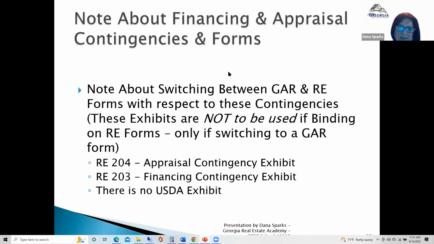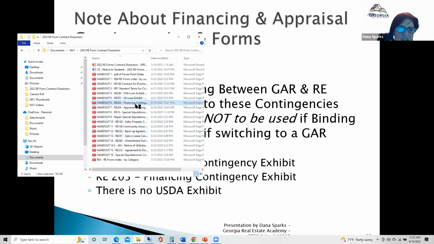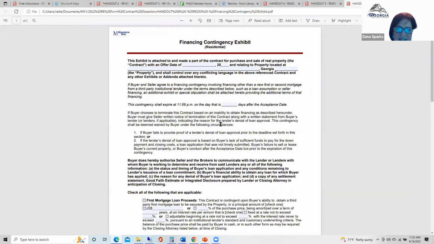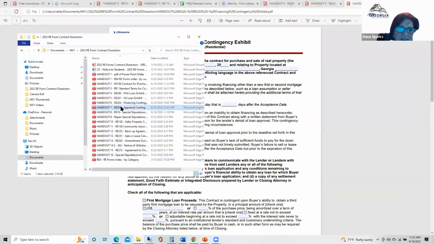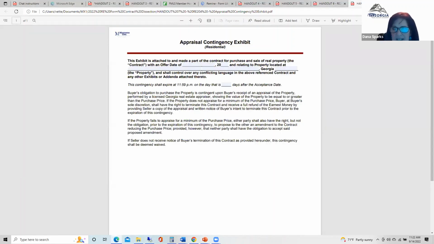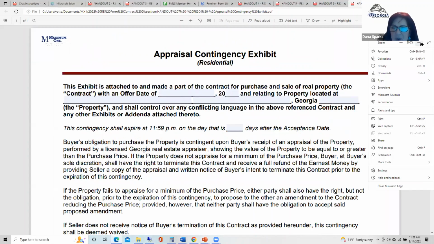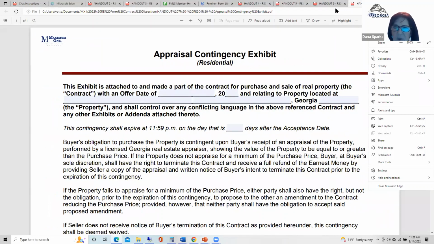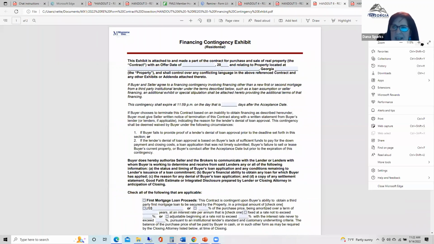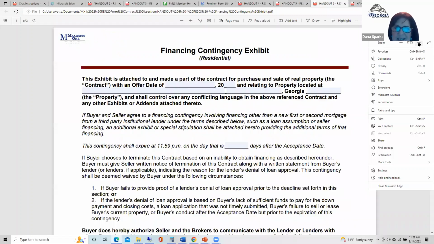All right. One more thing about financing, and then we're going to take a break. I have a note here about switching between the GAR and the RE forms with respect to these contingencies. The RE forms package does have a financing contingency exhibit, and they do have an appraisal contingency exhibit. You agents who are familiar with using the GAR forms, do not get confused by these separate RE forms exhibits.